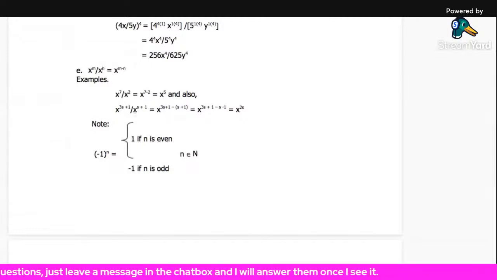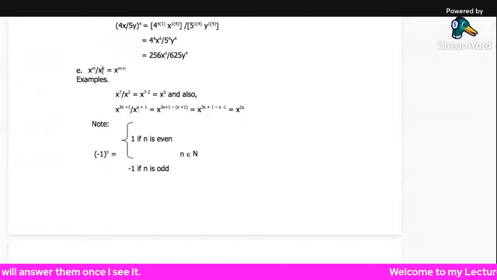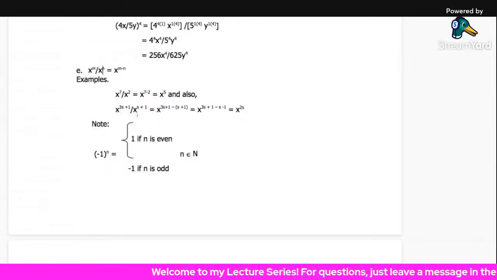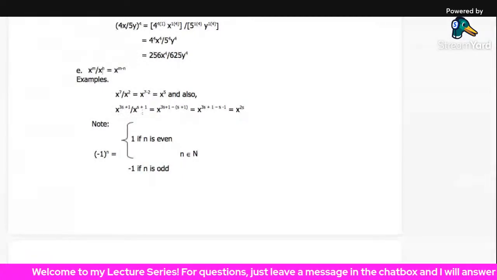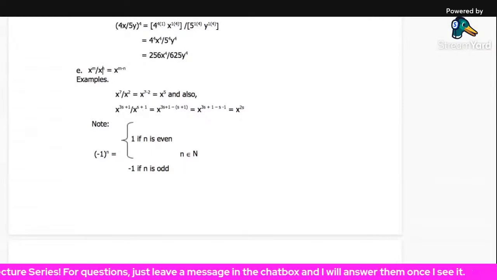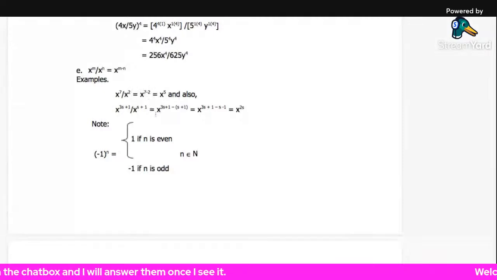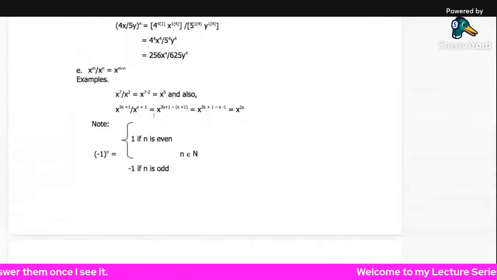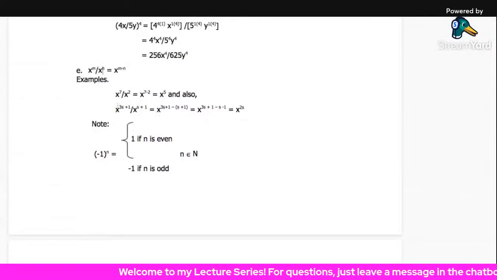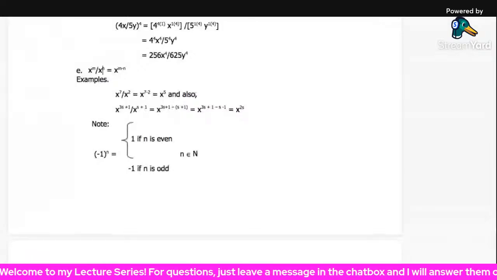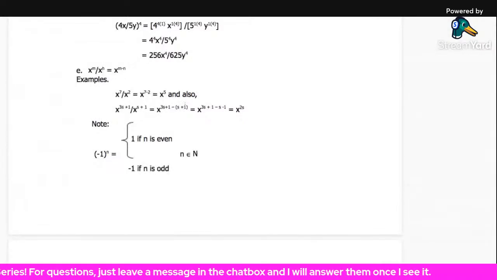Okay, so we also have here x raised to 3s plus 1 over x raised to s plus 1. Check the base. They are similar. They have the same bases. So we can apply the fifth law of exponent. Just like what we did in the first example, we copy the base x. Then the exponent of the numerator, 3s plus 1, minus the exponent of the denominator, the quantity s plus 1. Please don't forget the parentheses.